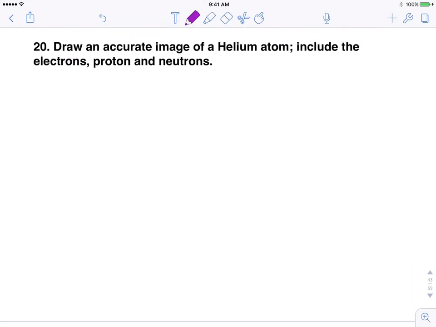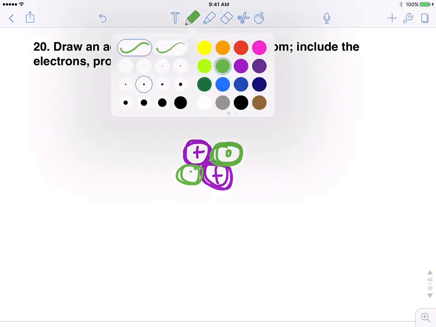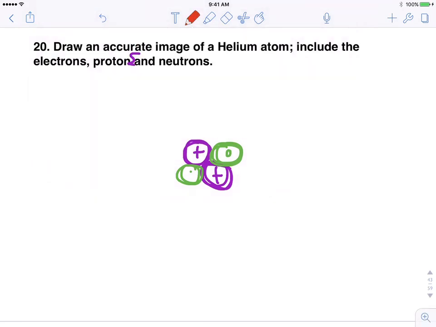Draw an accurate image of a helium atom and include the electrons, protons, and neutrons. This should say an S there. There's not just one proton. Okay, well, the center is, let's do the protons in purple, P, purple. So there's 2 protons. 1, 2, of course, this is not to scale. We have a neutron, which is a 0 charge, in the nucleus. Let's call this the nucleus right here. And then we have electrons, electric. Let's do red. We have the outer shell. This is the shell outside of the nucleus.